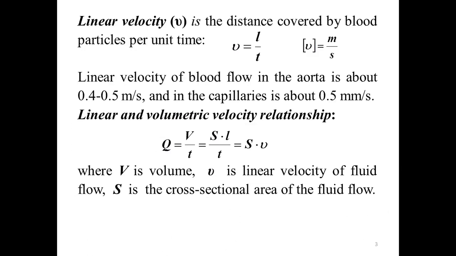Linear velocity of blood in aorta is estimated to be about 0.4–0.5 meter per second, and in the capillaries it is about 1.5 millimeters per second. We have such a relationship between linear and volumetric velocity, so these characteristics are closely related.